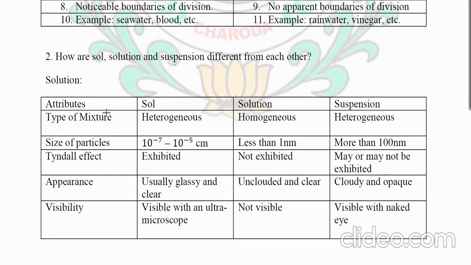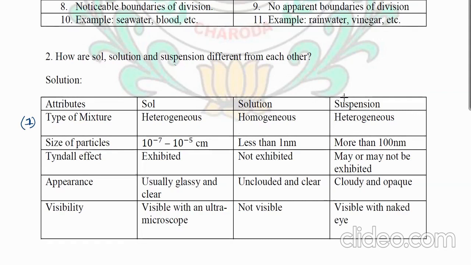Okay, so let's start. The first property, or the attribute, on which we are distinguishing all these three is the type of mixture. So sol is a type of heterogeneous mixture. Solution is a type of homogeneous mixture, while suspension is also a type of heterogeneous mixture.